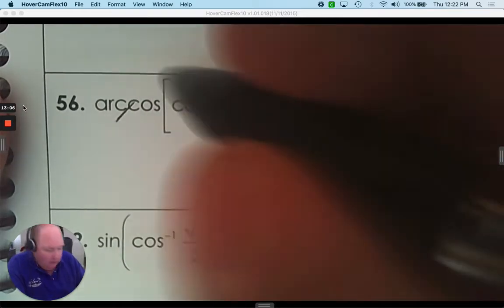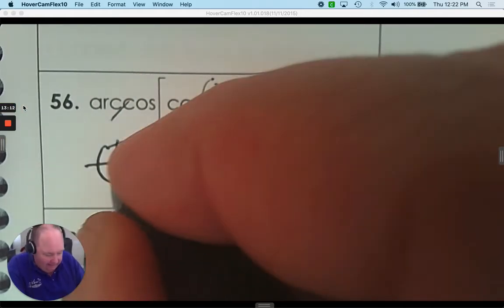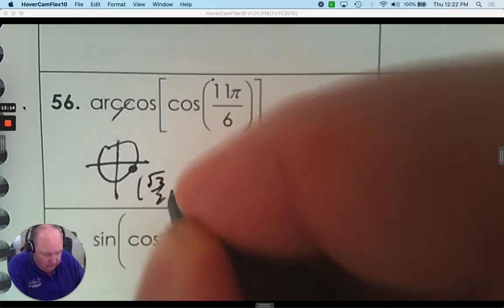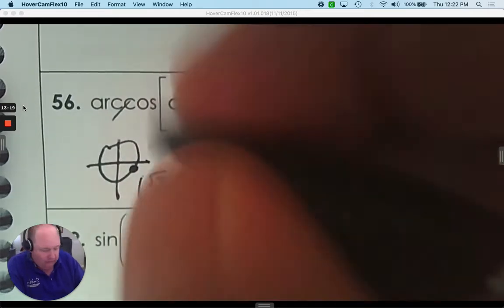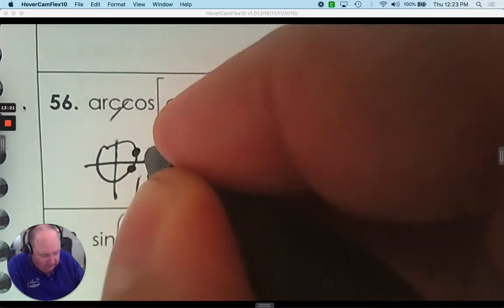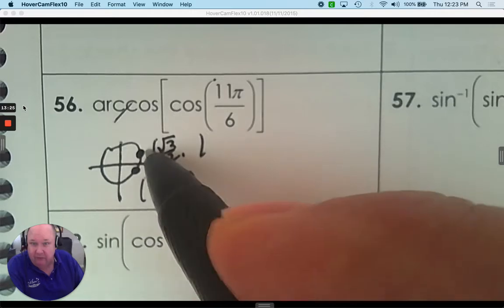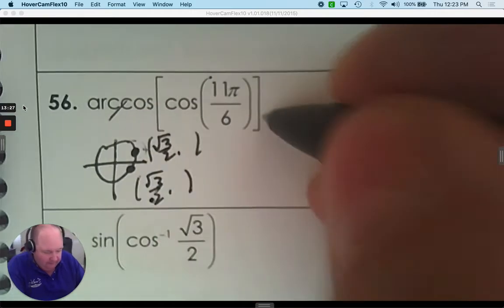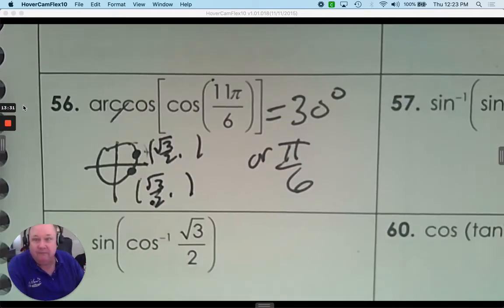56, they do undo each other, but this is the wrong angle for cosine. So 11 pi over 6 is right here, and that would give me the answer. The x value there is root 3 over 2. So I need the same answer, but within my restriction. So the same answer is actually up here. This is also root 3 over 2. Same answer. It's just in my restriction, and that answer is 30 degrees or pi over 6.